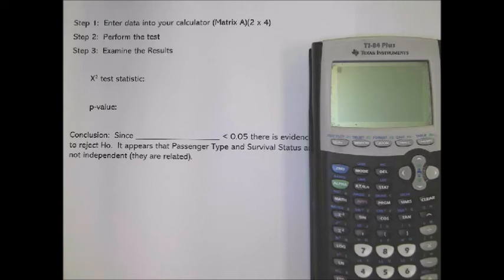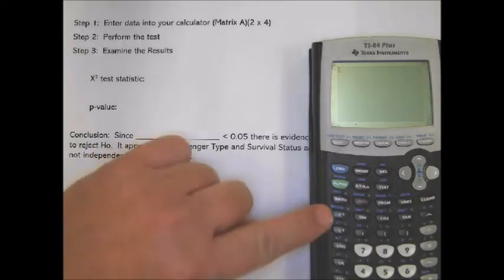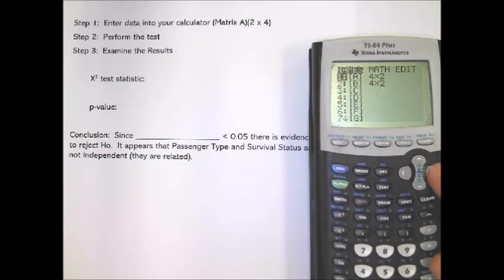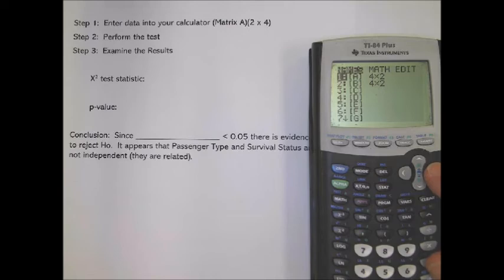We're going to do this one totally on the calculator. Now, step one is going to be enter the data into the calculator. So it is a matrix. So we have to go to the matrix, second matrix. We're going to put the observed data in matrix A. So go over and edit. We're always going to put the data in matrix A.